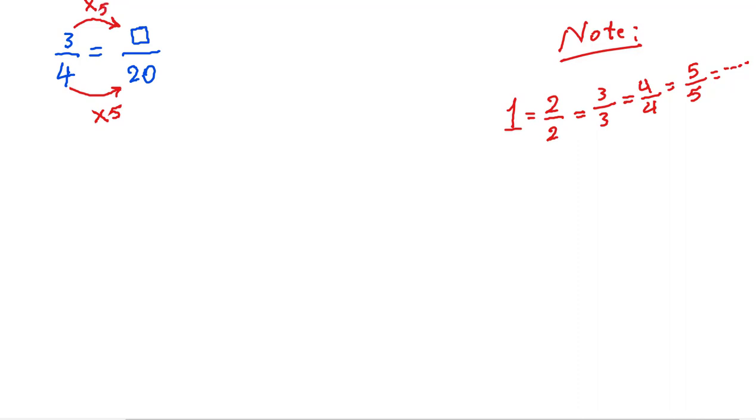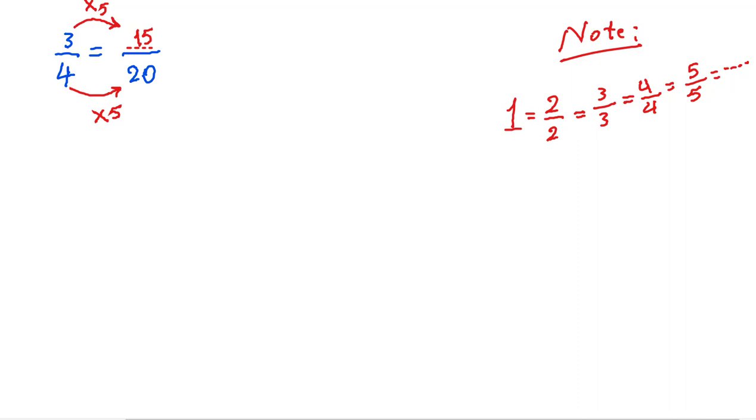When we multiply 3 by 5, it will be 15. So, in the numerator here, we should write 15. I will erase this square and I will write 15 here. So, that's how to solve such questions. And let's see another one.